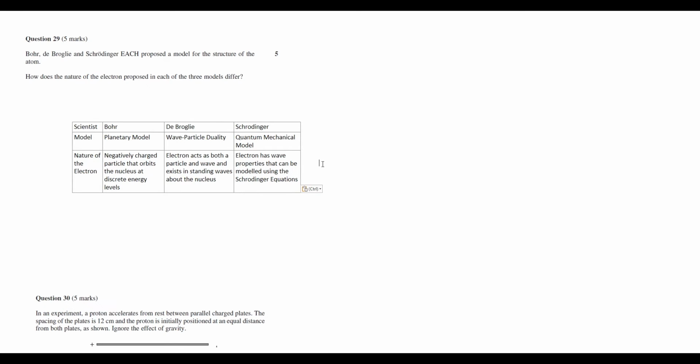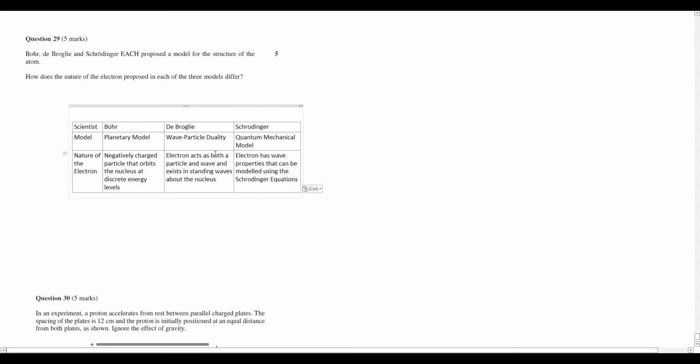All right, so let's quickly look at all these in any case. So for Bohr's planetary model, we see that the electrons are represented as just negatively charged particles that orbit the nucleus at discrete energy levels. For de Broglie, going further in time now, electrons act as both a particle and wave, and they exist in standing waves about the nucleus. And then lastly, coming to Schrödinger over here, this is using the quantum mechanical model where we're considering electrons as waves that we model using the Schrödinger equation.